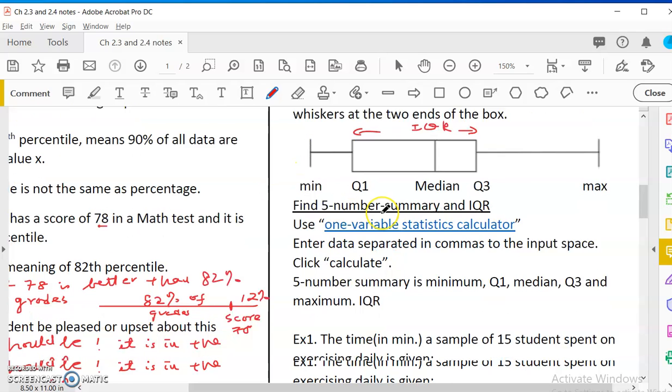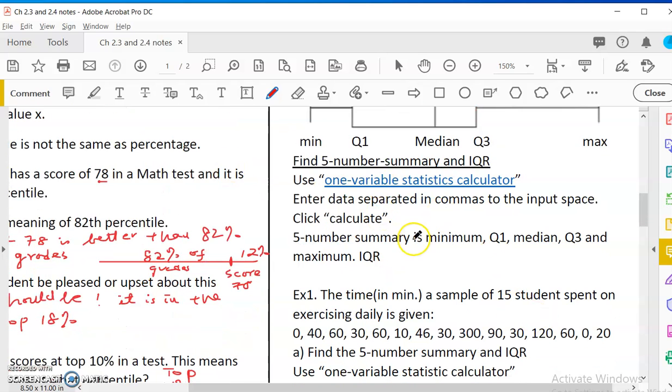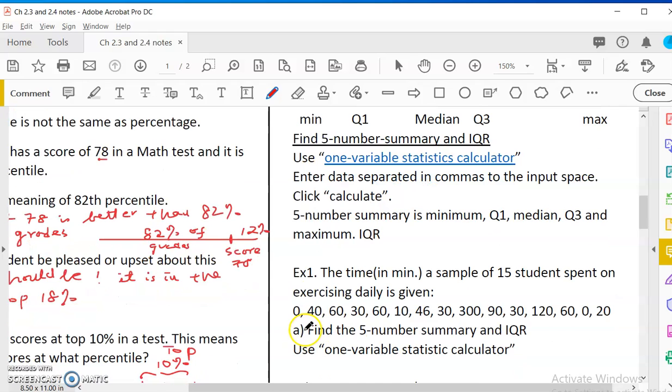How do we find the 5 number summary? There are 2 ways to do it. The easiest way is to use the one variable statistic calculator. Another way, if you have the data in table form, is to use StatDisk. I'm going to show you how to do it with the one variable statistic calculator, which requires all the data in comma form.